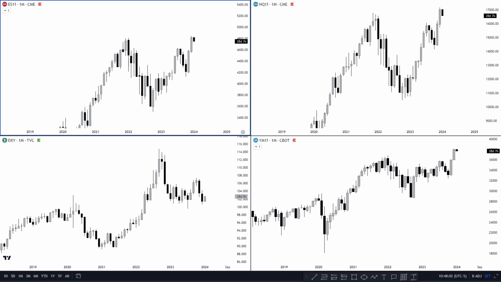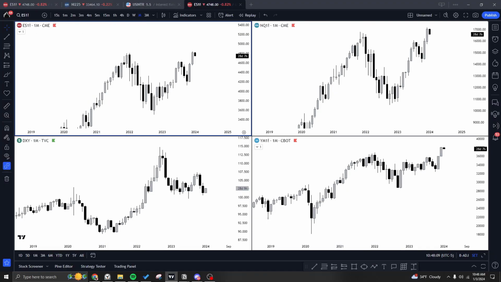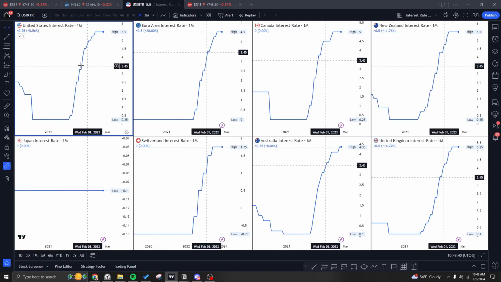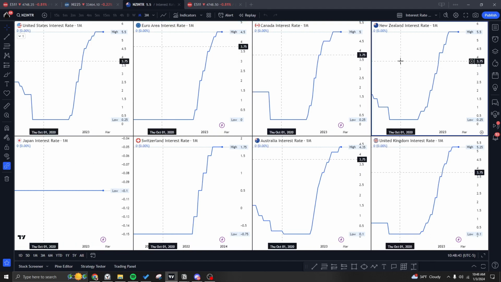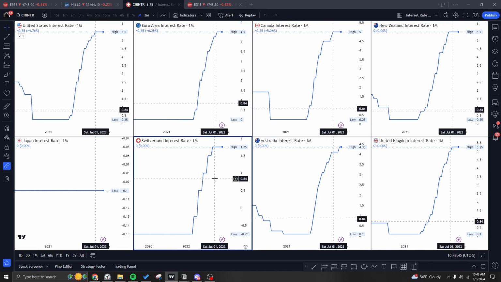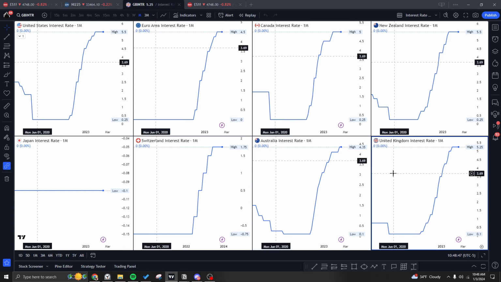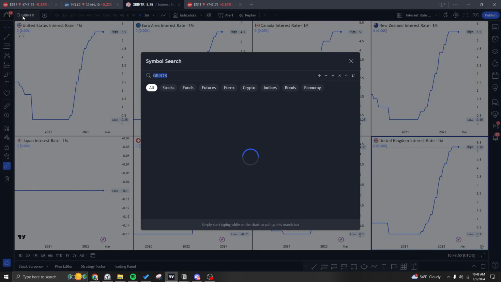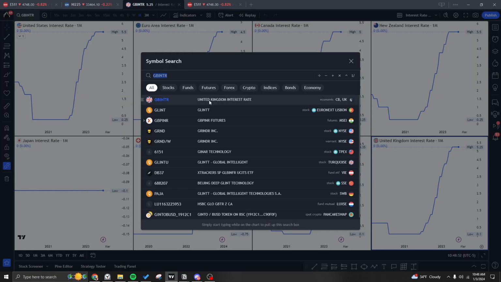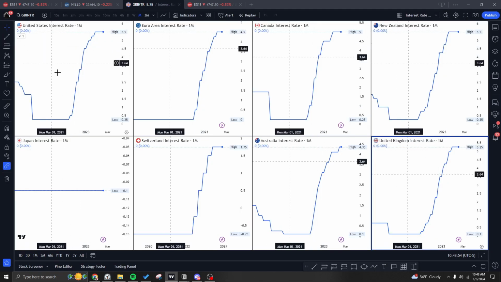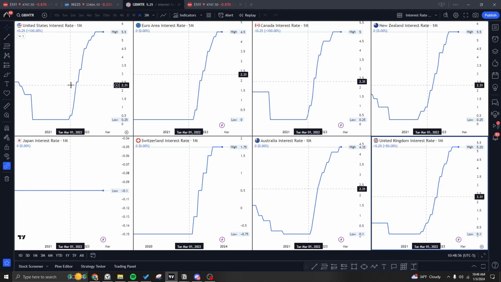I have a template I use to briefly look at all the majors for studying past hikes and cuts, and that looks like this. So I have the majors: US, Euro, Canada, New Zealand, Japan, Switzerland, Australia, and United Kingdom. And you can see that this is what their interest rate looks like. You type it in like that, and this shows the interest rates as it changes.